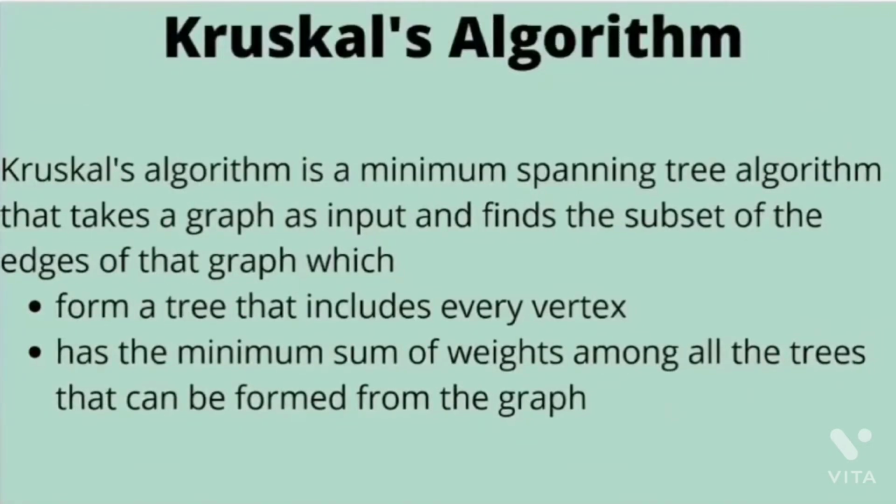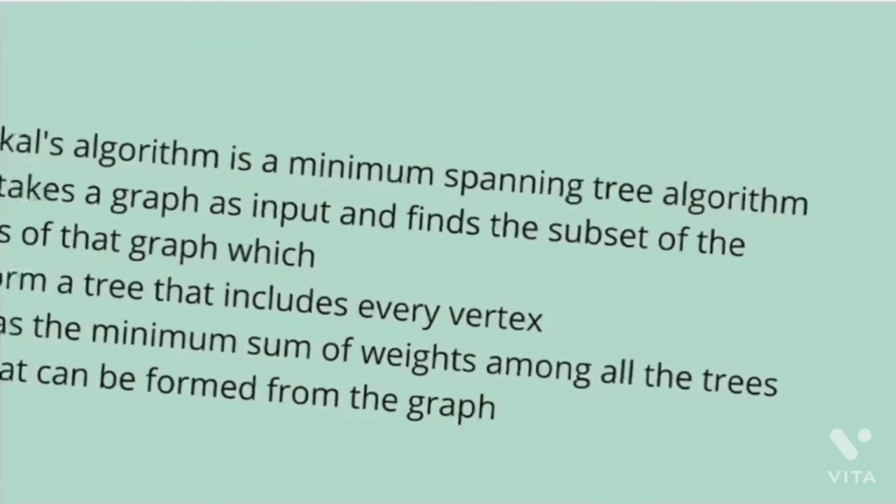Kruskal's algorithm. Kruskal's algorithm is a minimum spanning tree algorithm that takes a graph as input and aims to find a subset of the edges that forms a tree that includes every vertex with minimum edges and has the minimum sum of weights among all the trees that can be formed from the graph. Now let us see how it works.